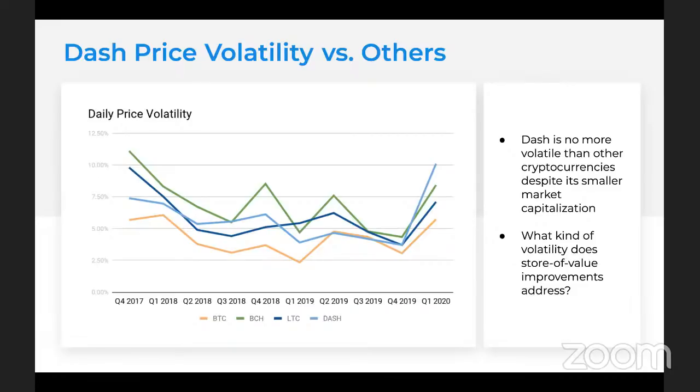We've plotted the recent volatility on a daily measure here of Dash and other assets. Dash is in the light blue. And what we find is that Dash isn't any more volatile. And so when we're talking about volatility and store of value improvements, I just want to clarify what type of volatility we're talking about. And this is the long-term systemic changes in Dash's price relative to the rest of the market. We did talk about this back in December. On the next slide, I'll share some data with you.